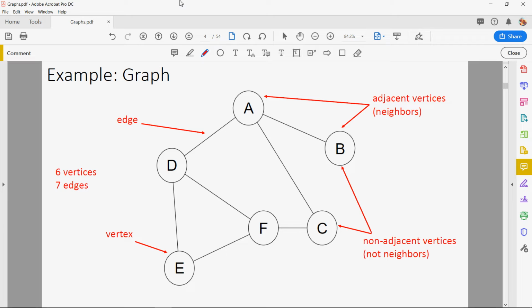So here's an example of a graph. This graph in particular has 6 vertices, which I've labeled A, B, C, D, E, and F, and it has 7 edges. The edges are shown here as the lines. A and B, for example, are adjacent vertices or neighbors. You can see that they're connected by an edge. B and C are not neighbors. They are not adjacent because there's no edge connecting them.